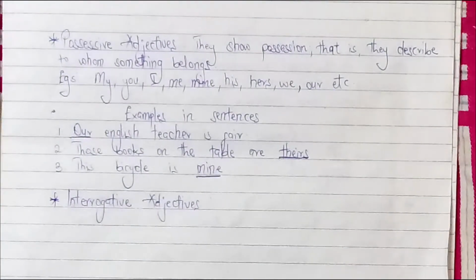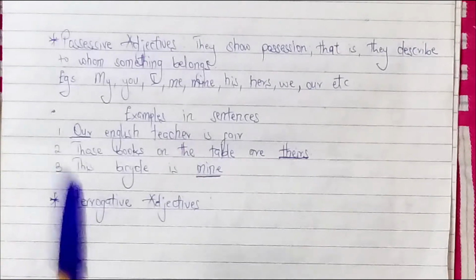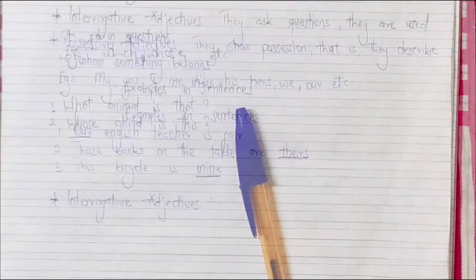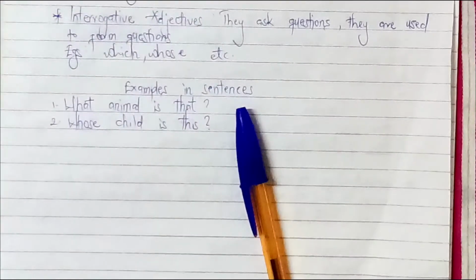So the next, interrogative adjectives. Interrogative, from the name, interrogates, that is, it asks questions, or interrogation means asking questions. So an interrogative adjective asks questions, that is, they are used to form questions. Examples of interrogative adjectives are which, whose, what, etc.